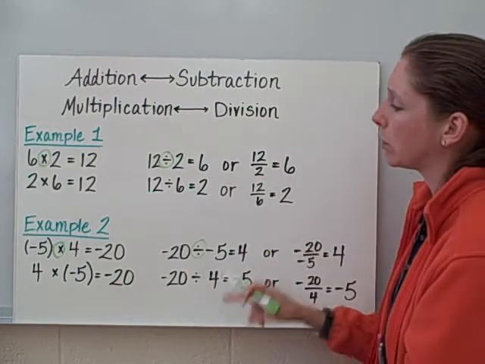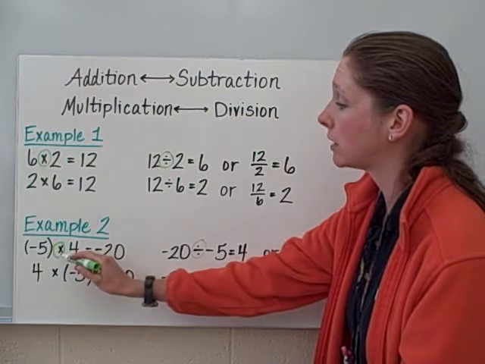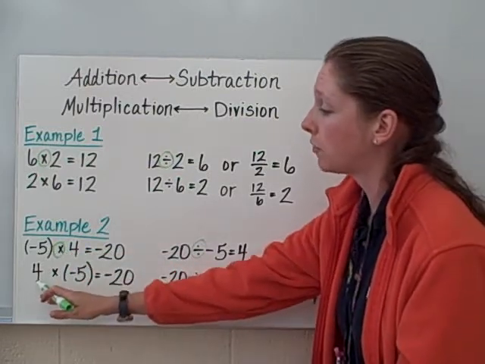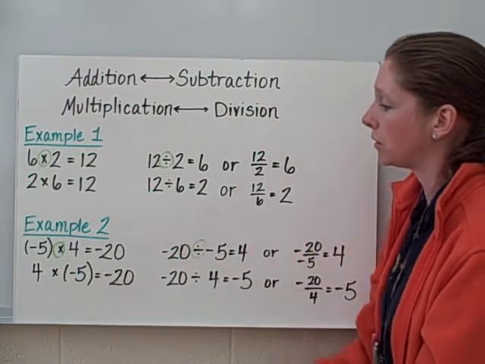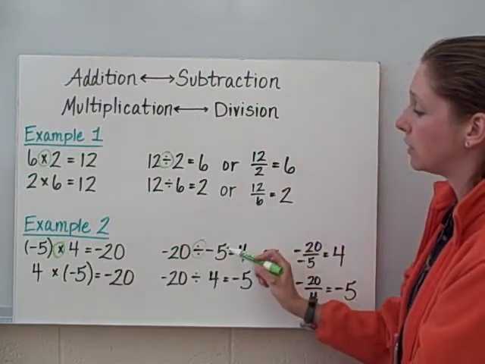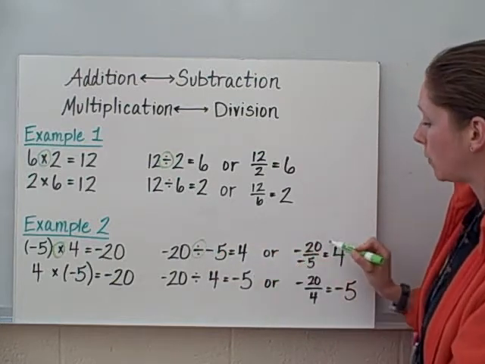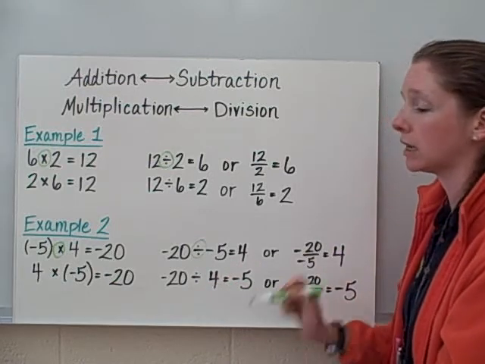Let's look at another example, a little bit tougher with a negative. So negative 5 times 4 is negative 20. Next fact, 4 times negative 5 is negative 20. Notice I changed the order there. Come over here to the division side. Negative 20 divided by negative 5 is 4. And you may also see it written this way. And negative 20 divided by 4 is negative 5.